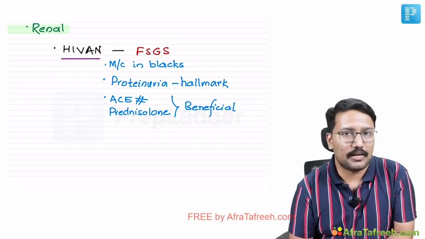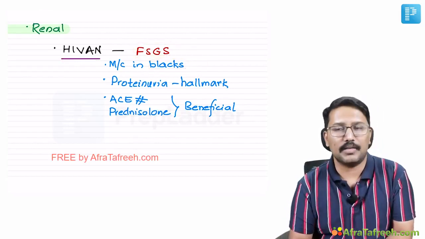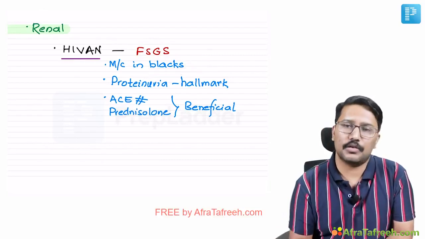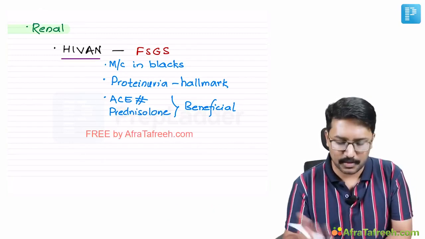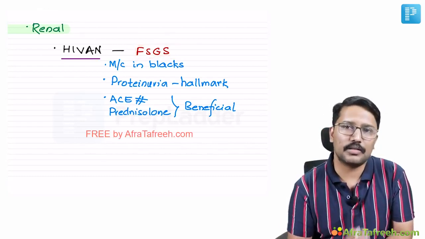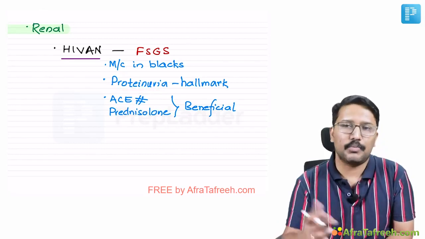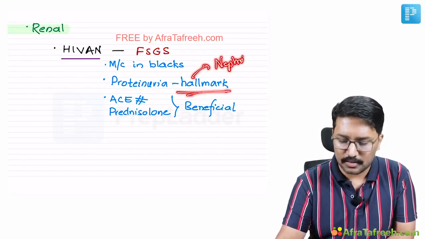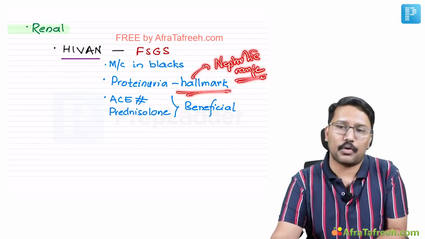Now, in terms of epidemiological risk, it is the black race which is at increased risk of developing FSGS if they get infected with HIV in comparison to white race. So, blacks are at increased risk. Now, how are these patients going to present? HIV positivity for some time, then developing FSGS. These patients will present in the form of proteinuria. Proteinuria is the hallmark of FSGS or HIVAN. To start with, it may be in the subnephrotic range, but eventually it can progress to nephrotic range proteinuria.